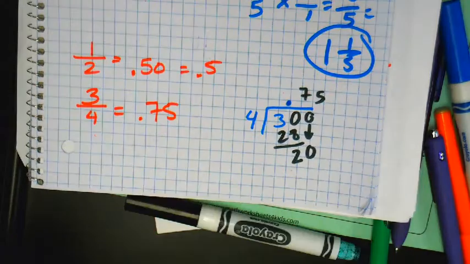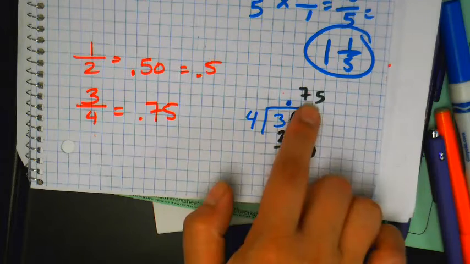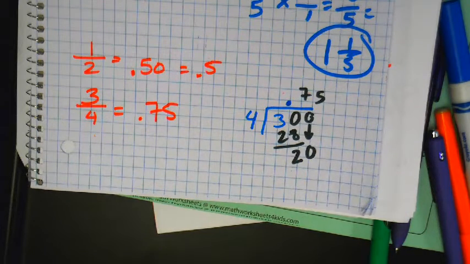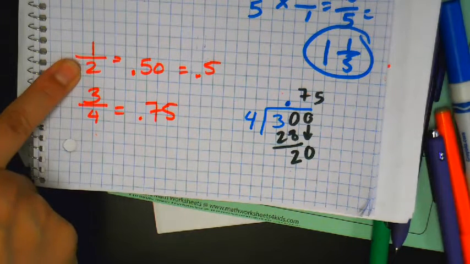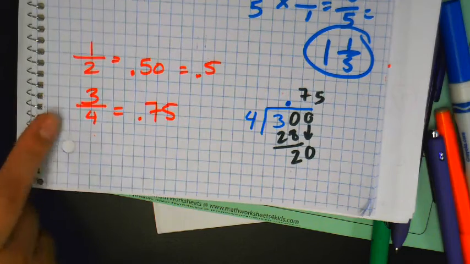Now, if you have it memorized, that's even better for you. You don't have to deal with this. You just have it memorized and you're done, right? I think all of you in this class should have 1/2 memorized as 0.5 or 0.50. That's a given. Now try to memorize 3/4.